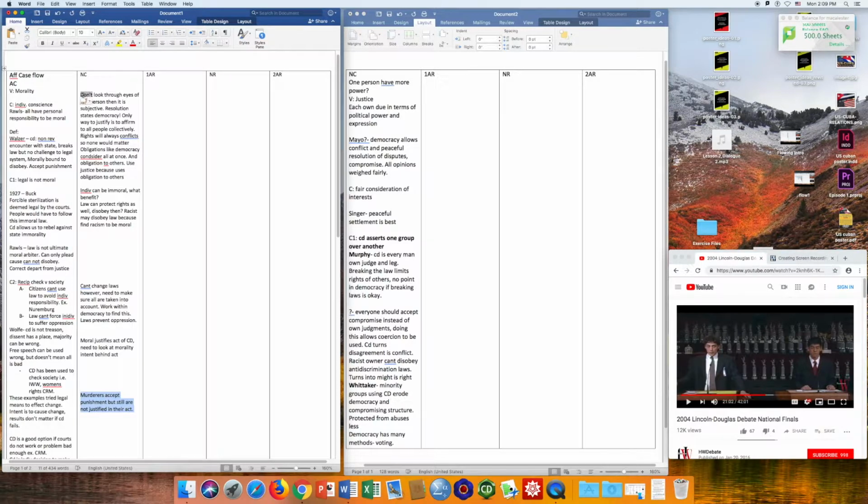Yeah, so you can see why it's called a flow, because we're flowing across the flow. We're seeing how each argument is argued back and forth by each side. Against the value criterion, he responds that morality and individual conscience are up to each person, and we don't need to care about that. What we should care about is democracy, because that's what the resolution states. Rights will always conflict. So he is going against the whole value criterion.